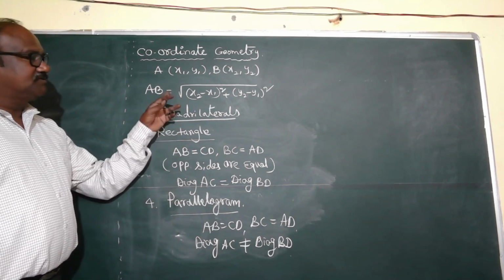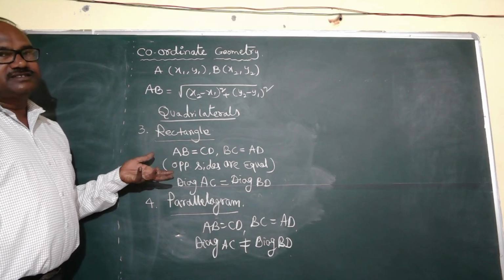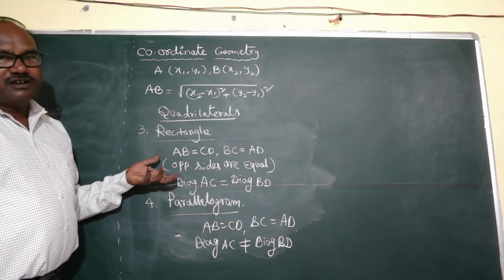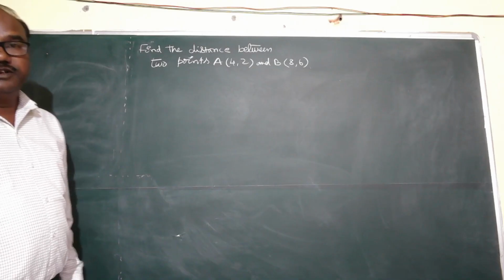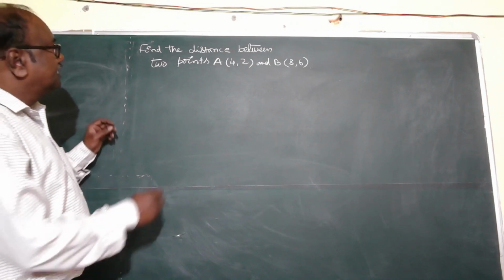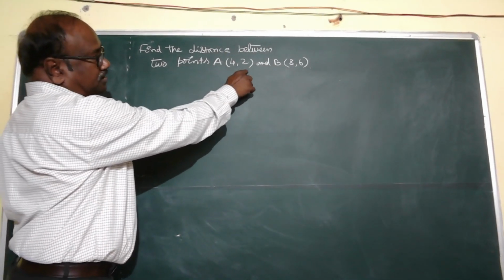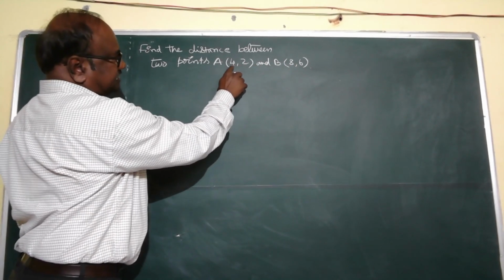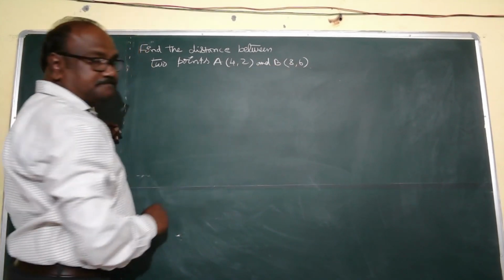Using this distance formula, we will find four sides as well as diagonals. Then we can check what type of quadrilateral the given 4 points form. Now let us see one example here. Find the distance between 2 points A (4, 2) and B (8, 6). This is xy, means first point x1, y1, second is x2, y2.